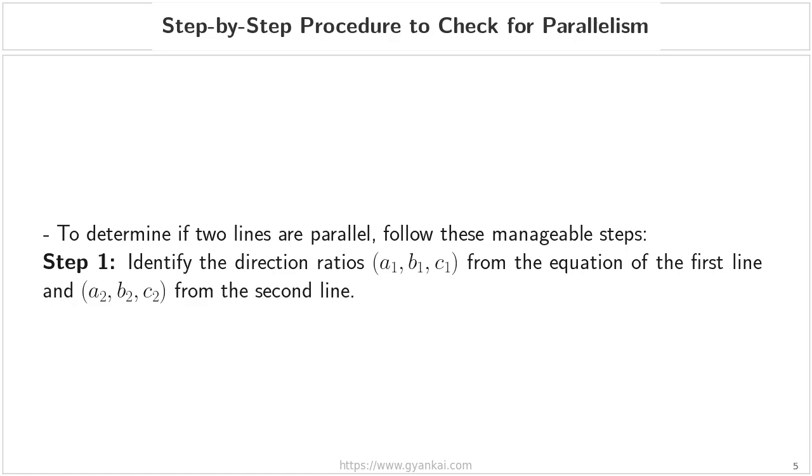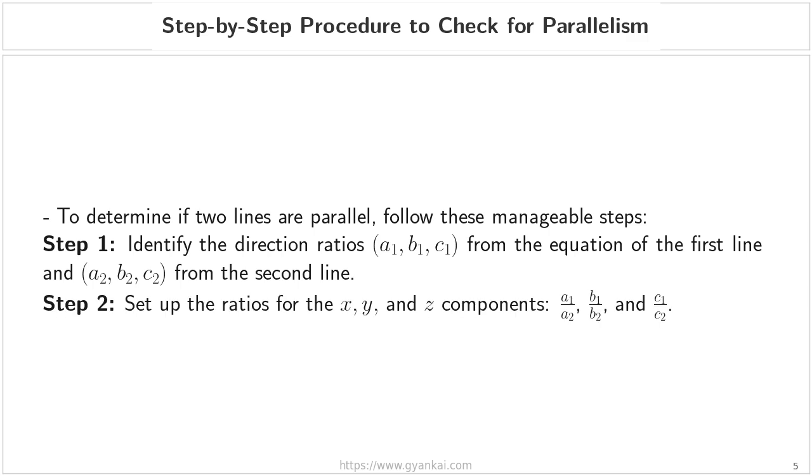You need to identify the direction ratios for the first line, which we call a1, b1, and c1. Then, do the exact same for the second line, which we'll label as a2, b2, and c2. Step 2, once you have these numbers, set up your comparison. You'll create 3 separate fractions by pairing the corresponding components. Specifically, you'll create the ratio of a1 over a2, b1 over b2, and c1 over c2. This represents the x, y, and z components respectively.